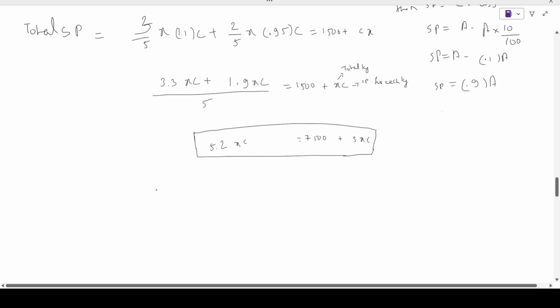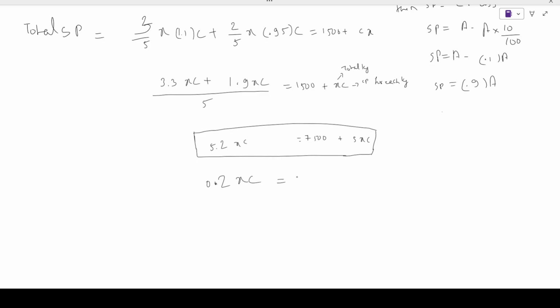So solving this we have 0.2 XC is equal to 7500. Solving for XC, that is total cost price, 7500 by turning this into decimal, 10.